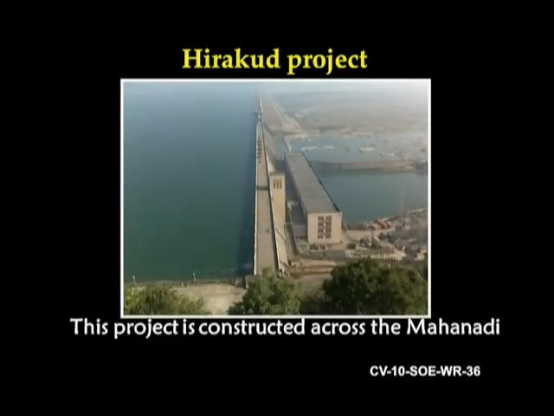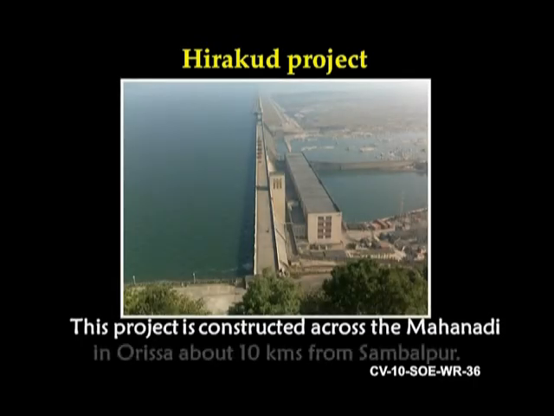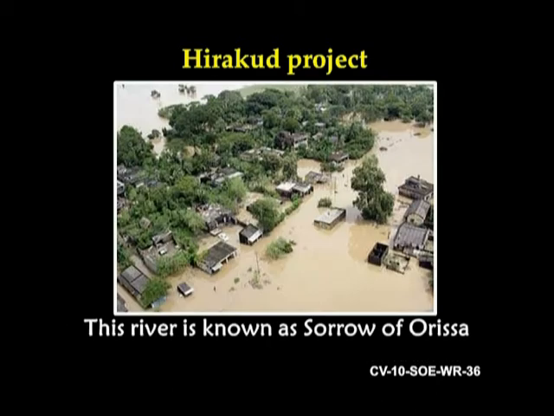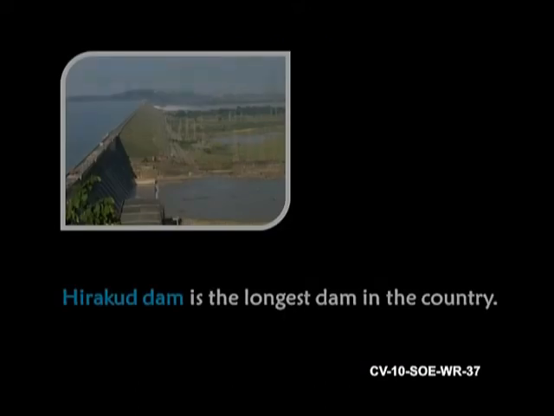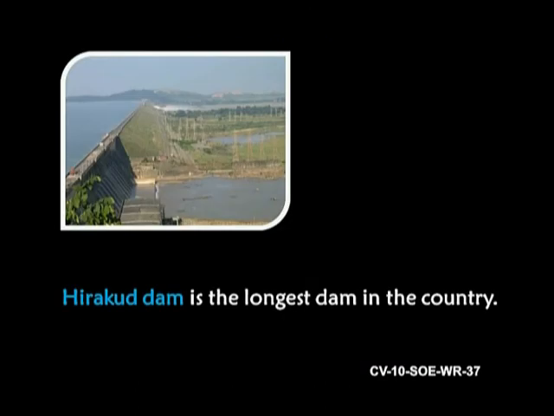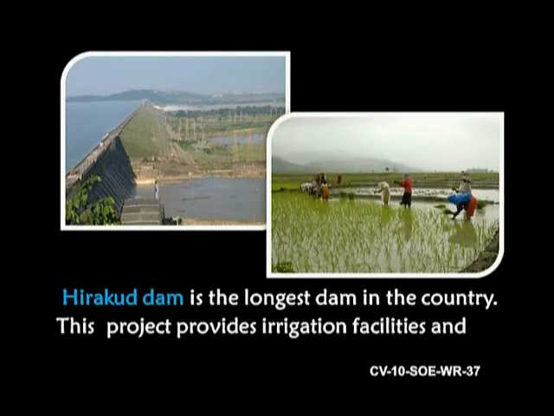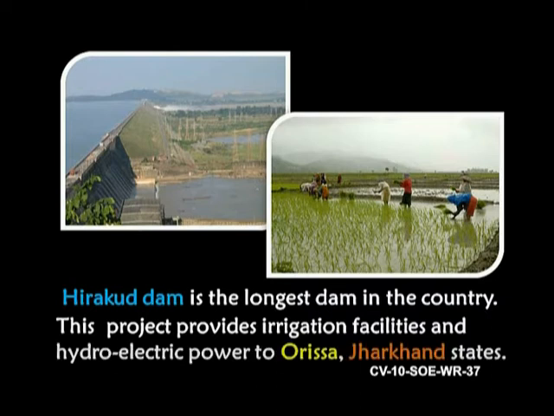4. Hirakud Project. This project is constructed across the Mahanadi in Orissa, which is about 10 kilometers from Sambalpur. This river is known as Sorrow of Orissa as it creates frequent floods. Hirakud Dam is the longest dam in the country. This project provides irrigation facilities and hydroelectric power to the states of Orissa and Jharkhand.